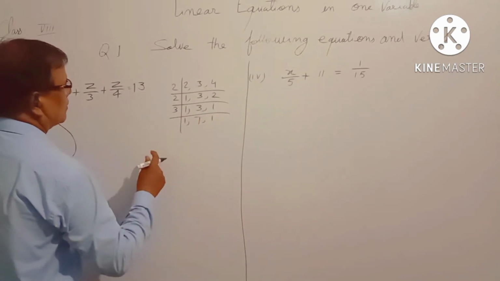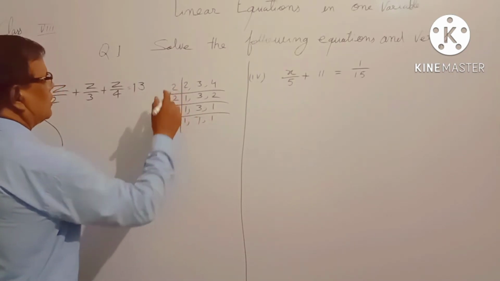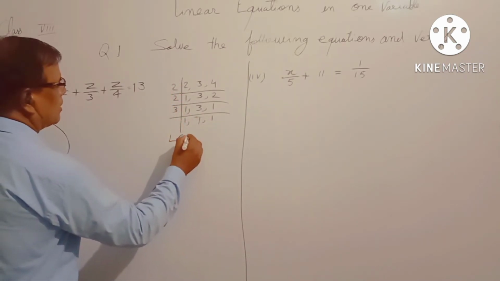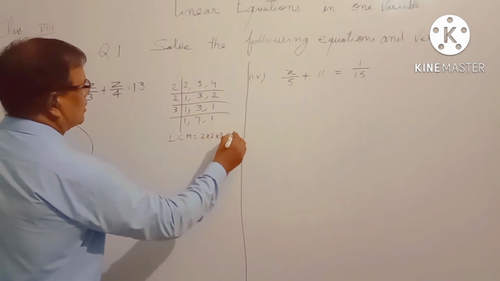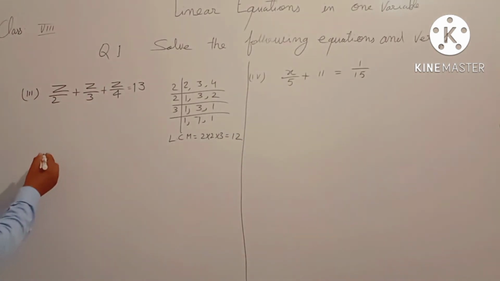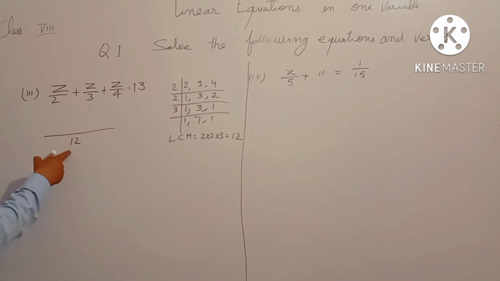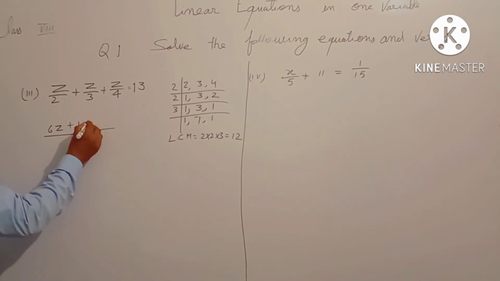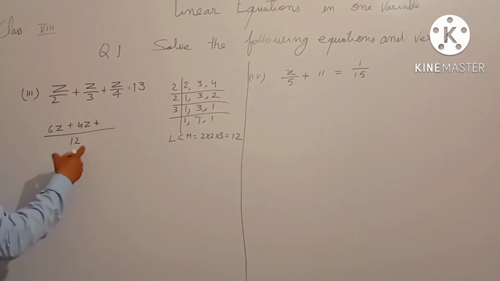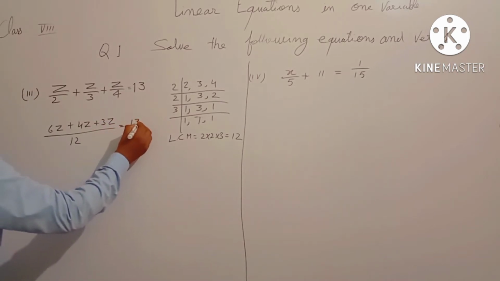Now 1 is not divisible. Now we have got at last 1 and 1, 1. Then LCM will be 2 into 2 into 3. It will be 12. So we write here on the left side LCM, it is 12. 2 sixes are 12, 6 ones are 6. 6z plus 3 fours are 12. So it will be 4z plus 4 threes are 12. It will be 3z equal to 13.